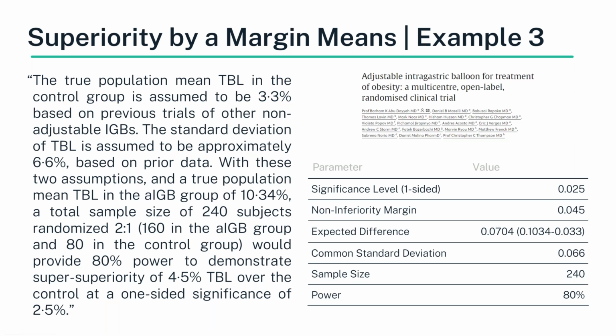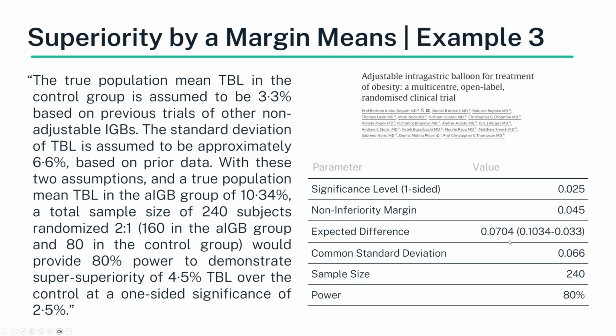The mean total body weight loss in the control group was 3.3%. The common standard deviation was 6.6%, and the mean in the treatment group was expected to be 10.34%. So with those, a sample size of 240 patients randomized 2-to-1 treatment to control would give 80% power to demonstrate superiority by a margin at the one-sided significance level of 2.5%.